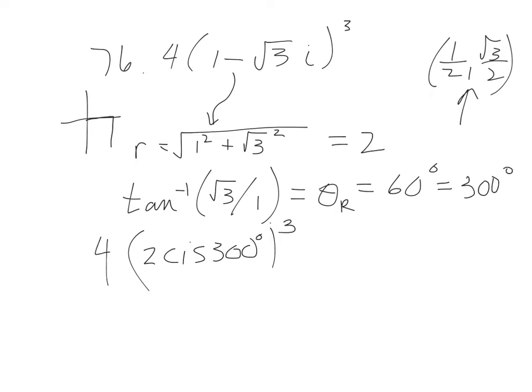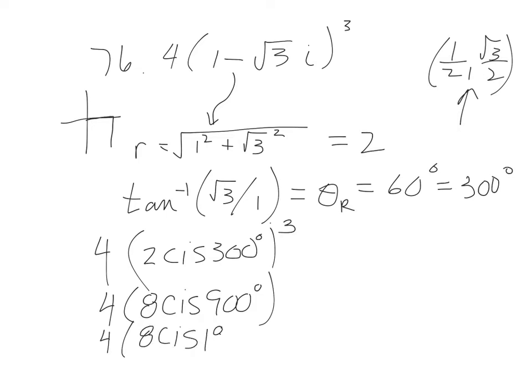we also have a 4 out front. So when we keep the 4 out front, 2 to the third power would give us 8, and then cis, that would be 900 because we multiply 3 times 300, and I'm going to find a coterminal angle by subtracting 360 from 900. I do that twice, which is 720, gives us 180.